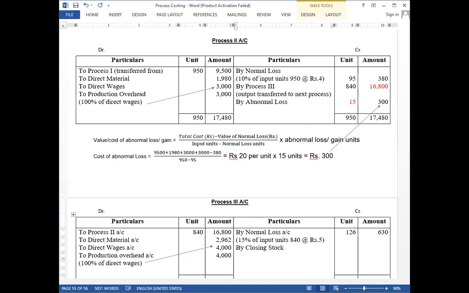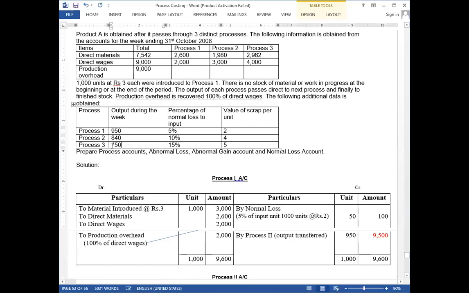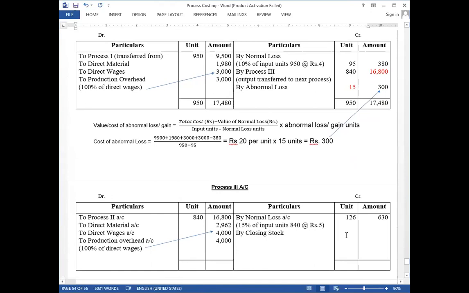Okay, the closing stock is the last process output. So how many units are closing in the process? The output unit is 750 units in process 3. Write the 750 units in process 3. Okay, step number 3 is over.